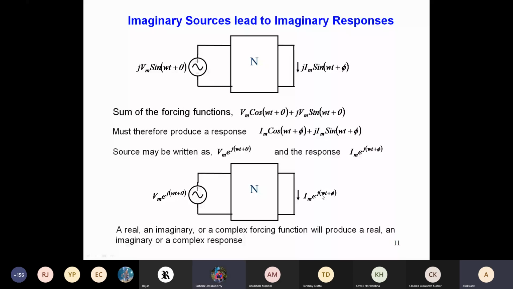But if we consider this input in exponential form, the real value is actually what is fed when we feed it to the network. In the network, we actually feed the real value, cos(ωt + θ). That is the way we have assumed. The point of writing in this exponential form is that it has some computational advantages that we'll see shortly.